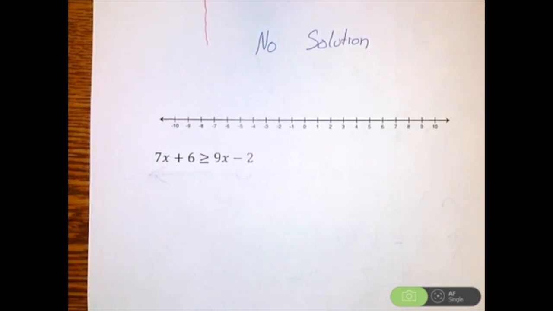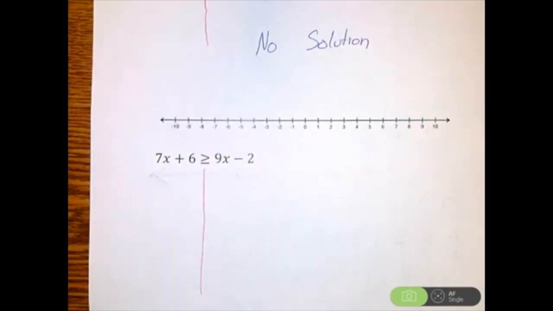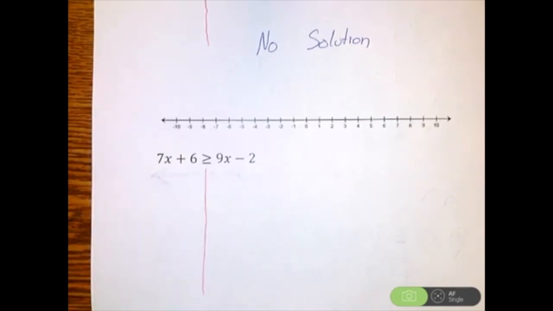I'm going to show you one last final example here. I'm going to try and avoid the special cases and show you that not always do we get infinite solutions or no solution. Sometimes you can completely solve these. So I have 7x plus 6 is greater than or equal to 9x minus 2. I'm going to work through this. Got to get my x's on the same side. I have x's on the left, x's on the right. Before I try and isolate x all by itself, we've got to get them together.